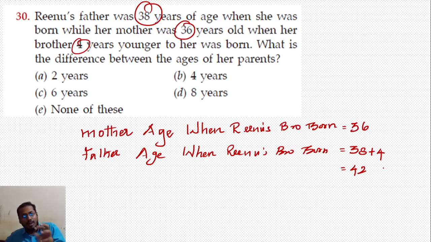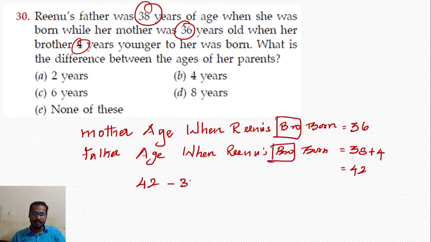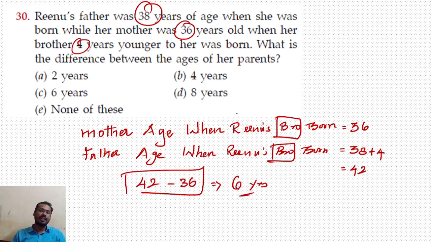Here, Renu's father was 38 years when Renu was born. But when Renu's brother was born, plus 4. Clear? Now look at this. Father was 42 years when her brother was born, and mother was 36 years. The question is the difference between the ages of her parents, which is 6 years. So I don't find Renu's birth, I find the age of father and mother at the time Renu's brother was born.